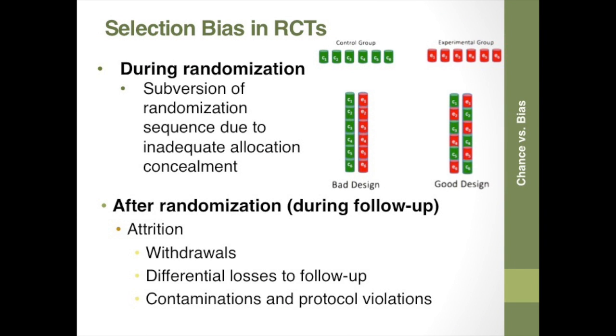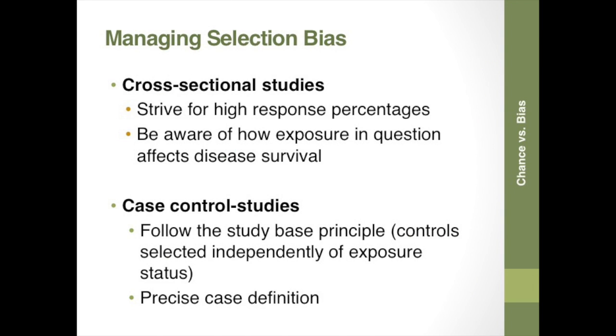Selection bias in RCTs can occur during the randomization or during the follow-up after randomization. During randomization, there might be a subversion of the randomization sequence. In the follow-up, the results can be biased due to losses to follow-up or because of protocol violations. The best way to manage selection bias is to prevent and avoid them.